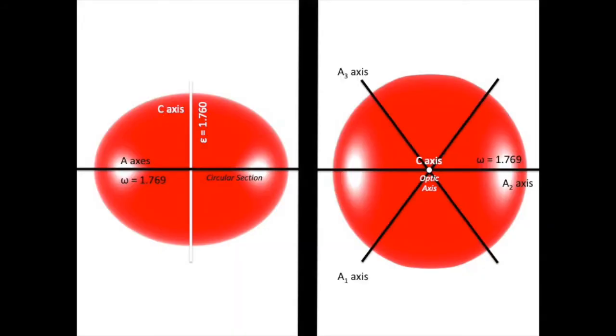So we've now identified views looking down both the optic axis and the circular section of our synthetic corundum. By using our optical properties, we now also know where our A-axes and our C-axes are of our crystal. So we have one more view we can look along our synthetic corundum, given how I cut the sample.